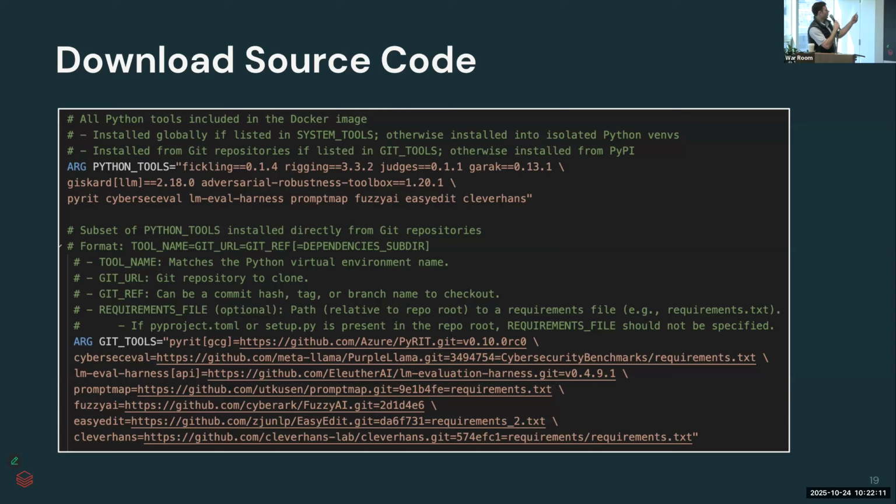So here you would want to make sure to include your Git URL, a reference for the commit hash or the tag, because we want it all to be reproducible and version controlled, and a requirements file if it exists, or the pyproject file if not.